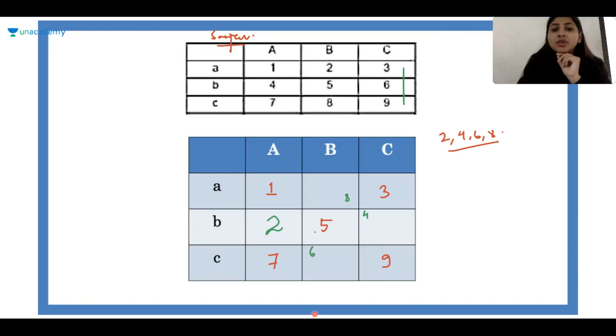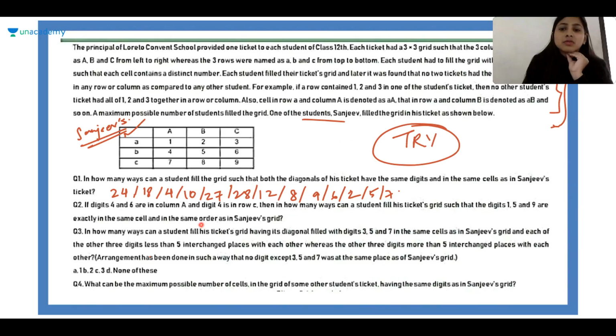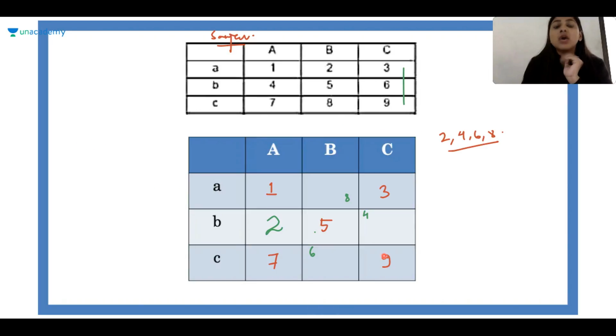Because it is given in the question: in how many ways can a student fill the grid such that both the diagonals of his ticket have the same digits and in the same cells as in Sanjeev's ticket. That's how we have fixed it. We have taken the diagonals in the same way as in Sanjeev's ticket.